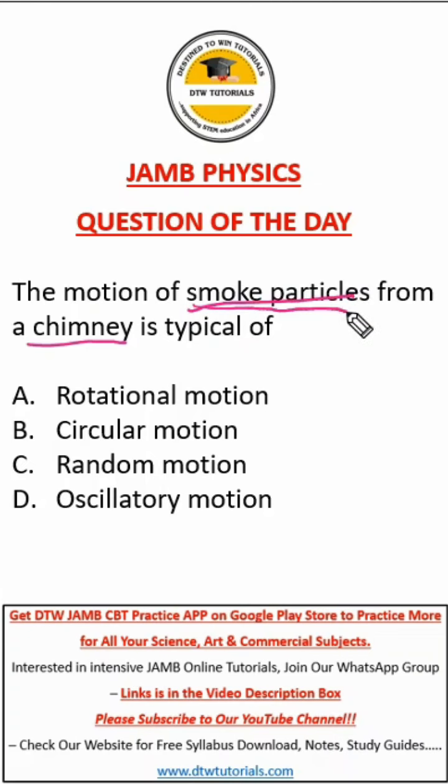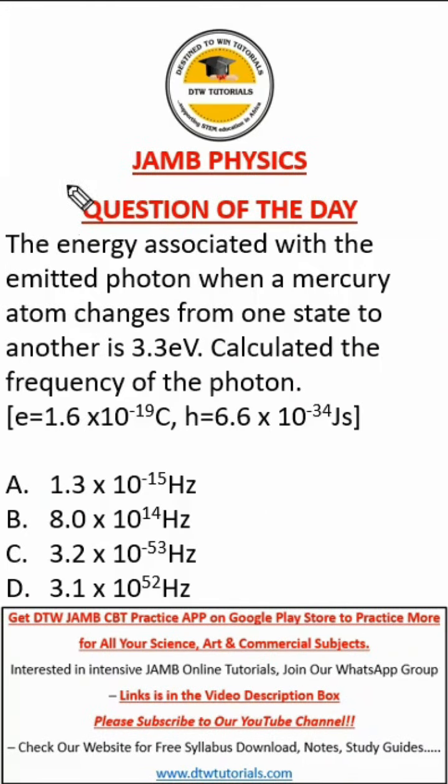The motion of smoke particles. How do smoke particles move? They are random, irregular. So which particular type of motion should it fall under? It should fall on what? Random. We have four types of motion. Remember: random, oscillatory, rotational, translation.